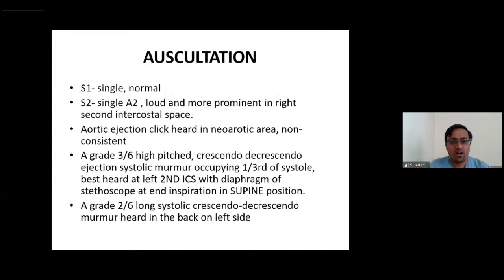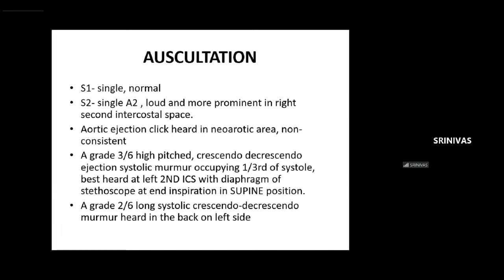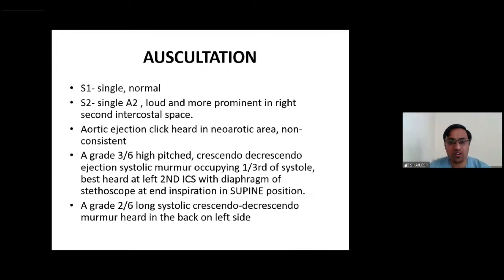And on auscultation, sir, the first heart sound is normal with a loud aortic component of the second heart sound, and an audible aortic ejection click, which is inconstant, not non-consistent. It's inconstant. Okay. Sorry, sir. With an ejection systolic murmur of right ventricular outflow tract origin, and with a systolic murmur at the back, most likely from a peripheral pulmonary stenosis, sir.